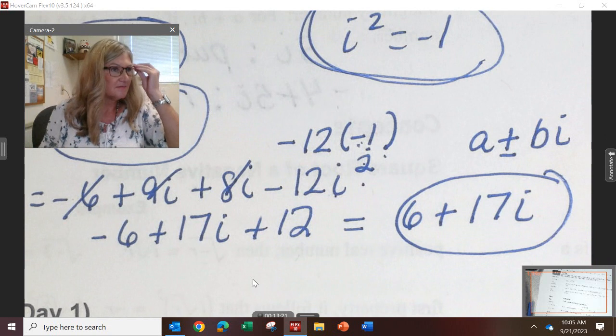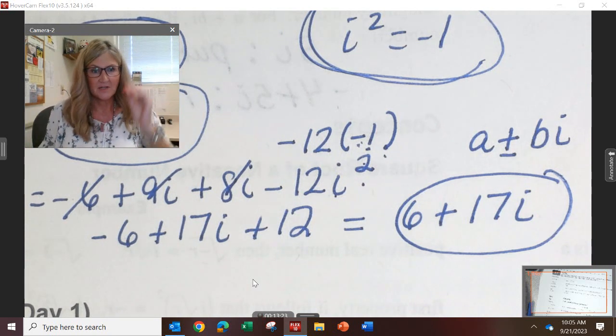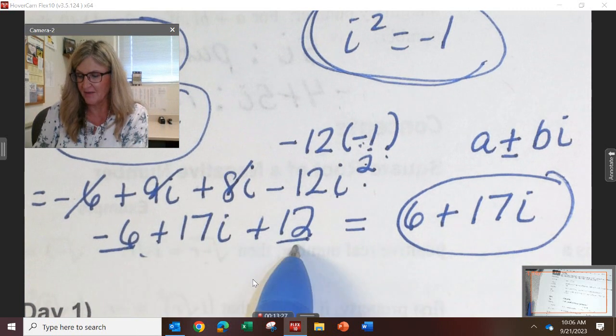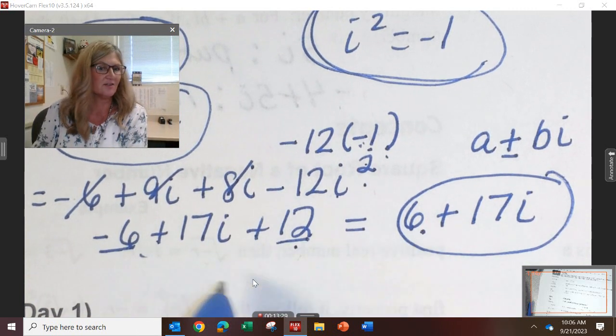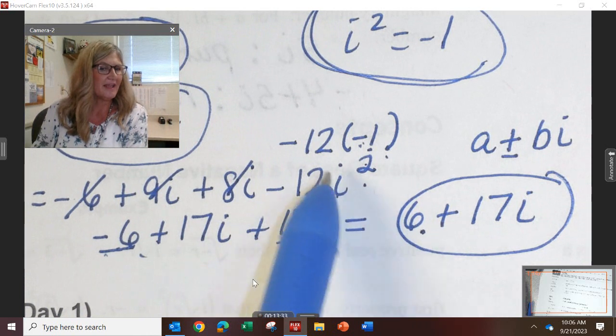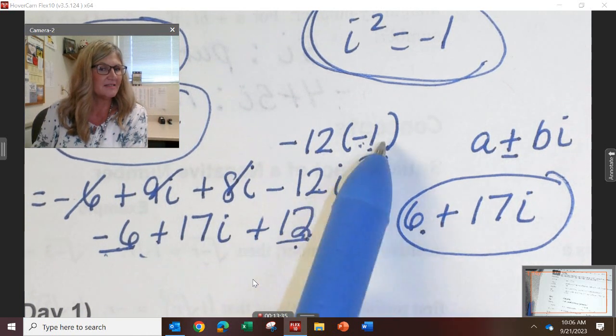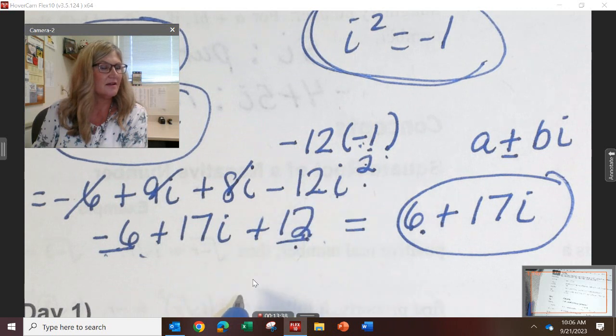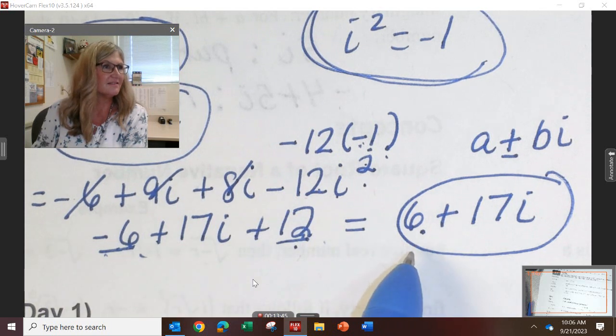I was wondering what happened to the 12. Where did it go? Well, this 12 and this -6 I combined and got 6 because they're like terms. This 12 became a positive because I did i squared is -1. I just got kind of confused because it just looked like the 6 just turned negative. 12 minus 6 is 6. Yeah, it just was like 12.